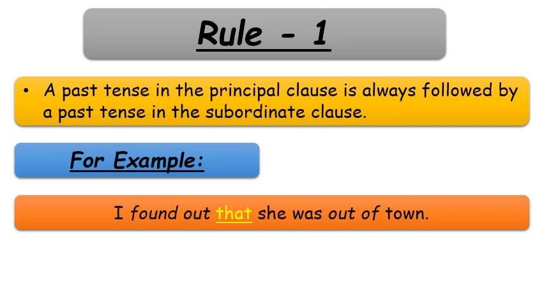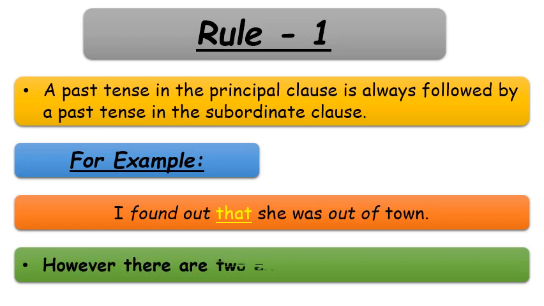Here in this sentence, "I found out" is the principal clause. "She was out of town" is the subordinate clause. As per the rule, the principal clause carries past tense. So if the principal clause carries past tense, then the verb of the subordinate clause is always in the past tense only. And here, "that" is a connective. Connective means that it joins clauses. It can be a conjunction, preposition or adverb. However, there are two exceptions to this rule. Let's see what the exceptions are.